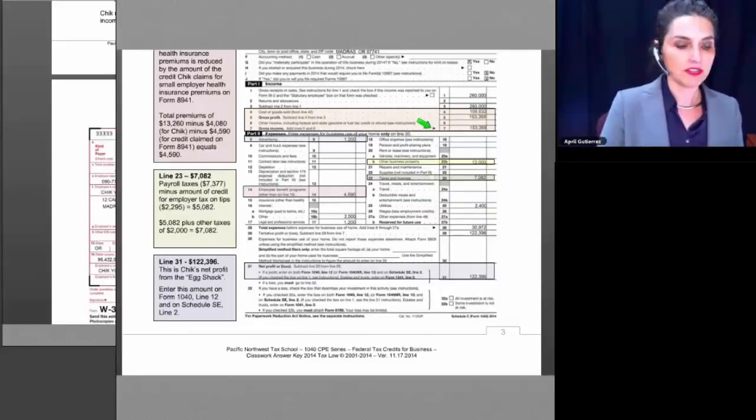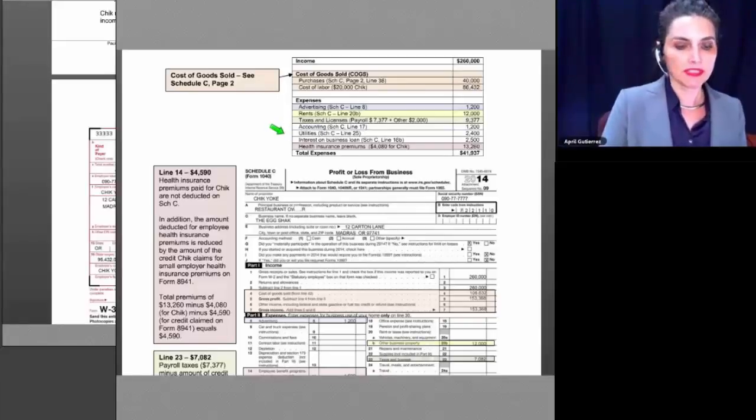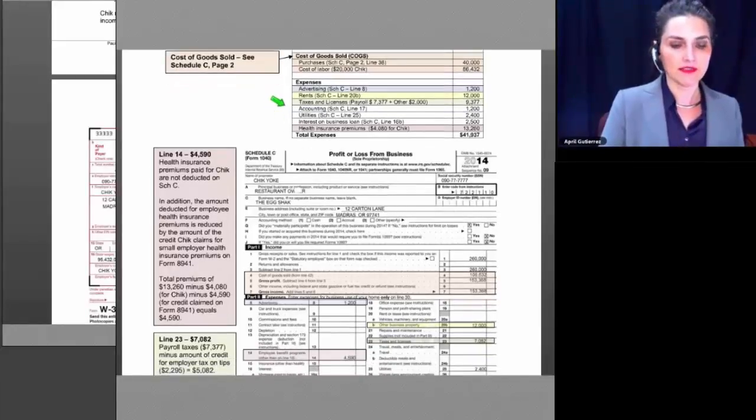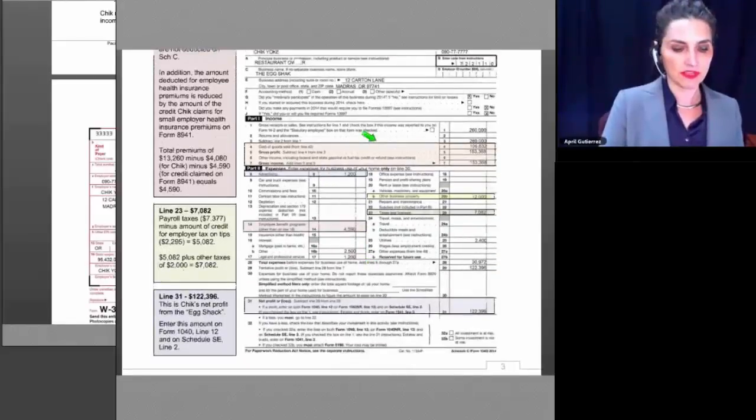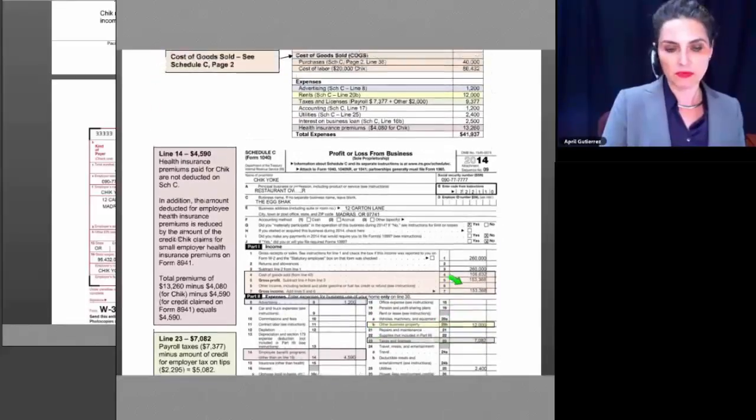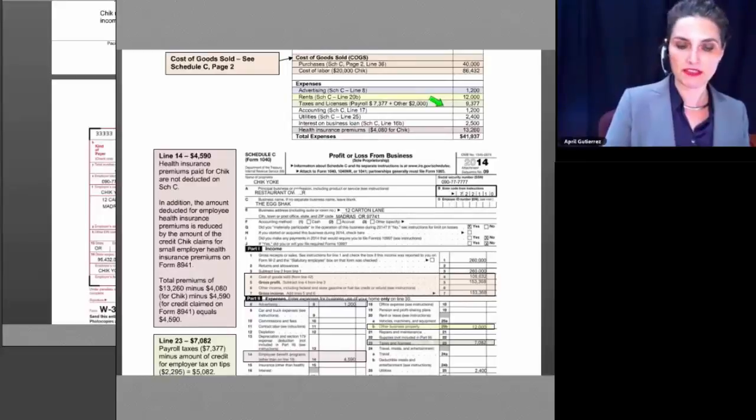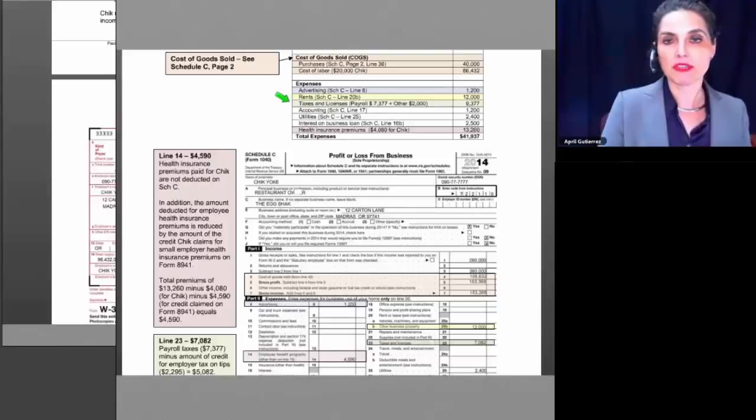We then enter the expenses that we provided for you on the P&L up here. We have advertising, rents, taxes and licenses, health insurance premiums, and a number of other expenses. Specifically, under the taxes and licenses, I've highlighted that in green and then pulled that number down to line 23. The number I'm entering on line 23 is less than the number appearing on the P&L, and that's because we're going to have to reduce the tax and license deduction by the amount of credit that Chick is paying for the employer credit for tax on tips.